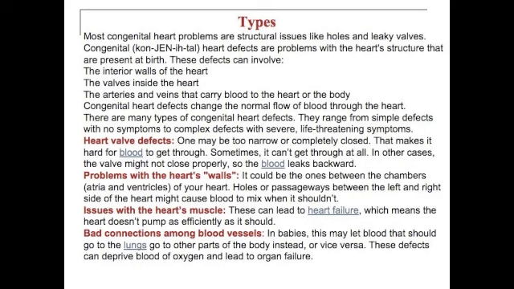Problems with the heart's walls. Well, it could be the ones between the chambers, the atria and the ventricles of your heart. Holes or passageways between the left and right side of the heart might cause blood to mix when it shouldn't. Issues with the heart's muscles. These can lead to heart failure, which means the heart doesn't pump as efficiently as it should. And then bad connections among blood vessels. In babies, this may let blood that should go to the lungs go to other parts of the body instead, or vice versa. These defects can deprive blood of oxygen and lead to organ failure.